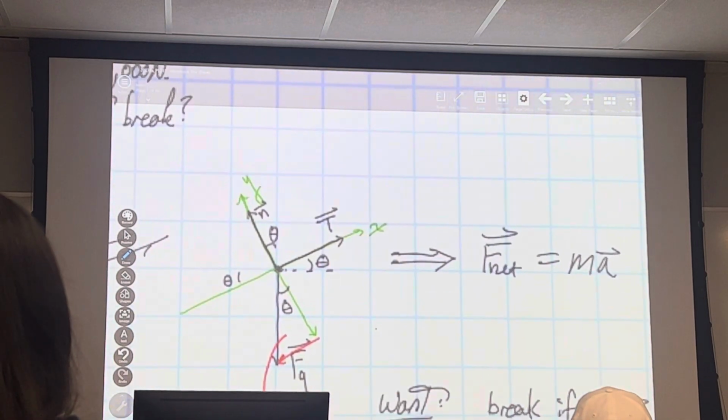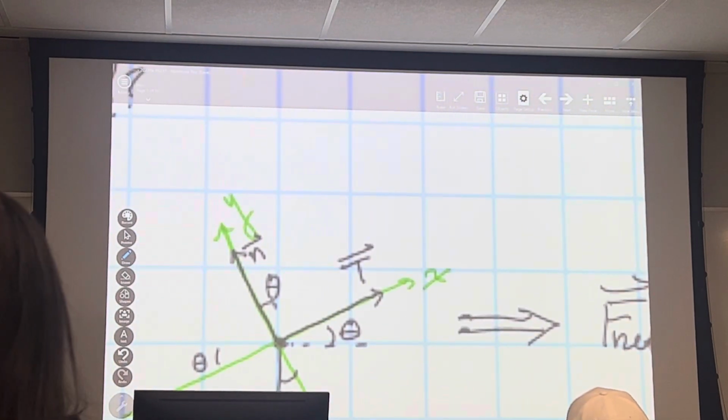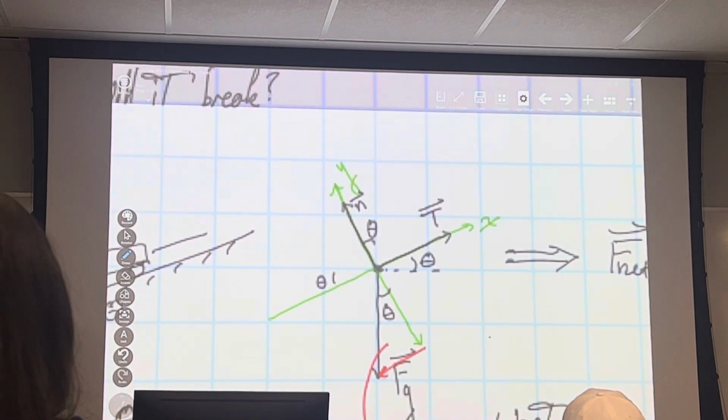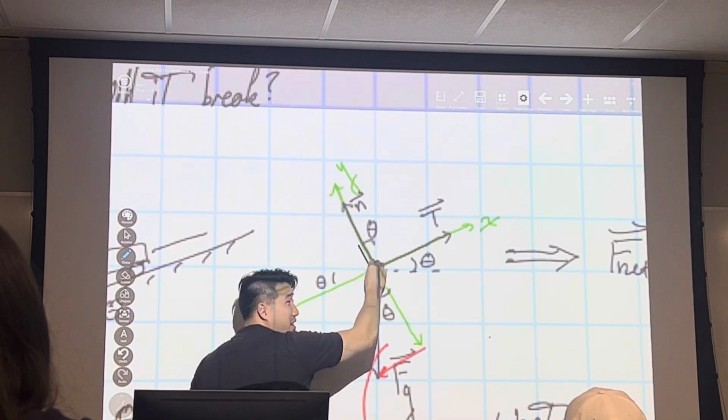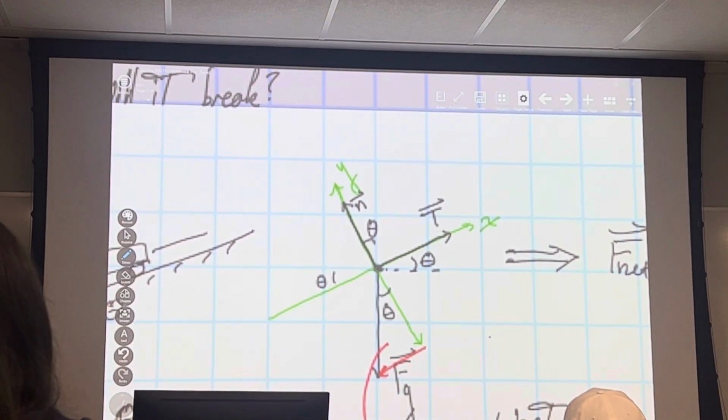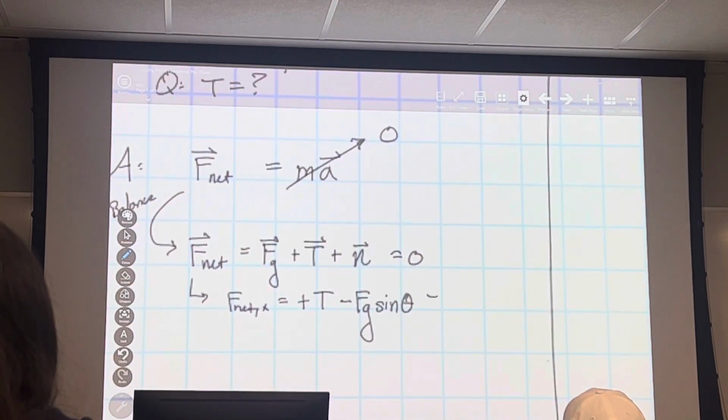Now we look at the normal force. Does that have an x component? Yeah, it's perfectly in the y, it does not have an x component. So this simply is equal to 0.